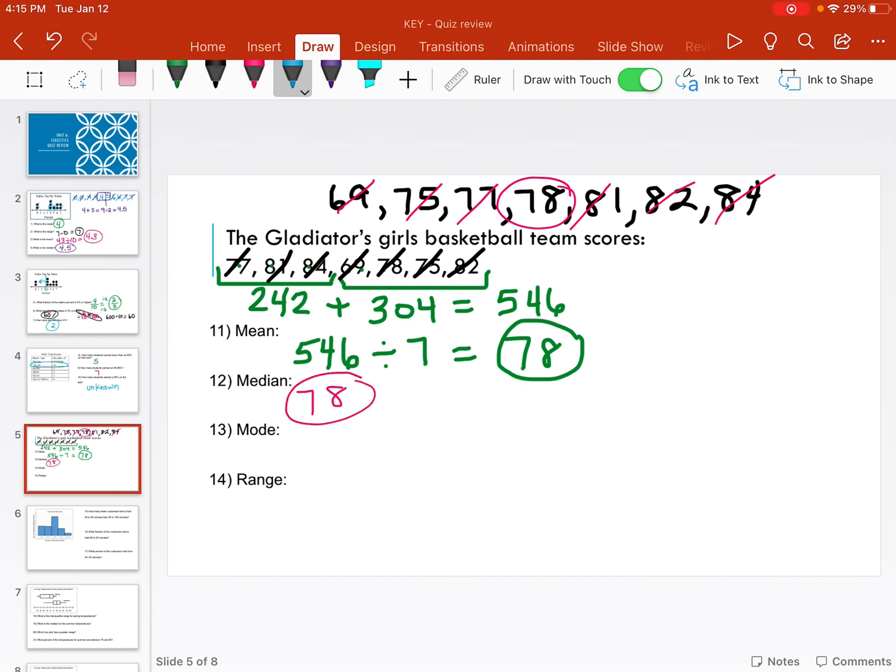Mode, remember, is the number that repeats the most often. So if I look back at my original numbers here, there were not any that were repeating. So you will say no mode. Do not say 0. 0 makes me think that your data has a lot of zeros in it, since that's a number, and it doesn't.